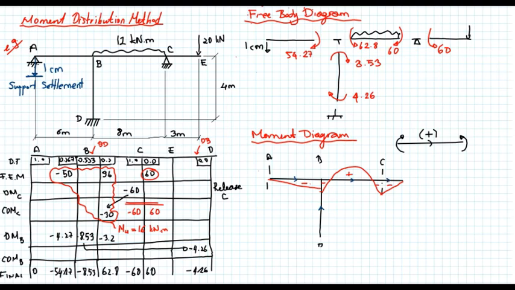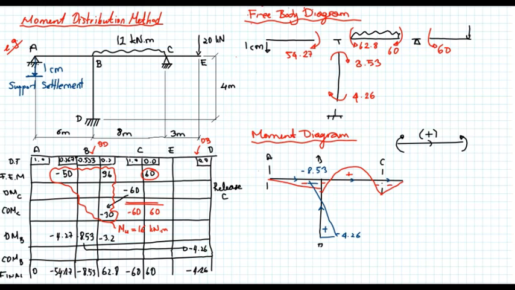At the top, I have a negative moment if member BD goes from bottom to top. At the bottom, I have a positive moment. So let's draw it this way. This is plus, this is negative, this is minus 4.26, minus 8.53, and you can put the other values.